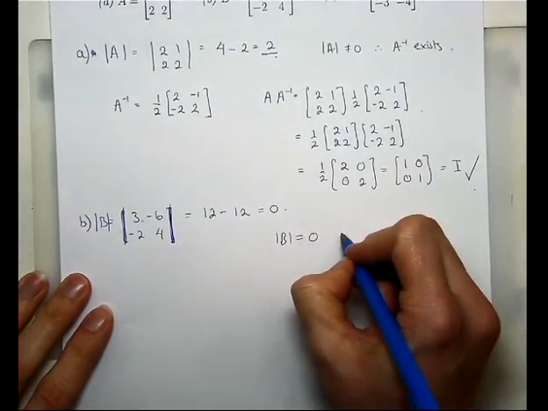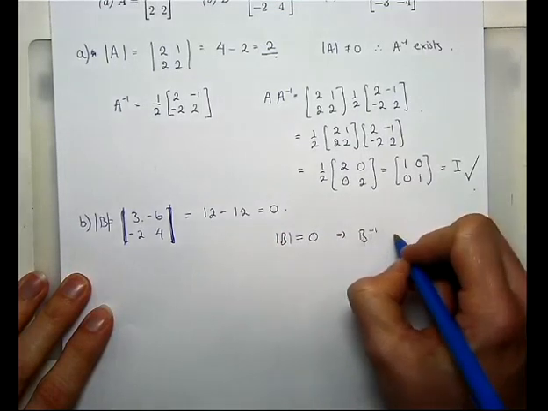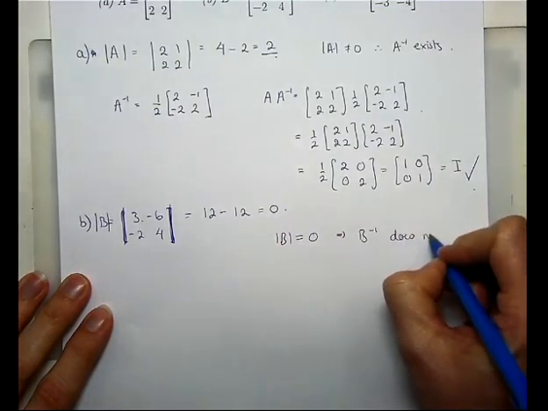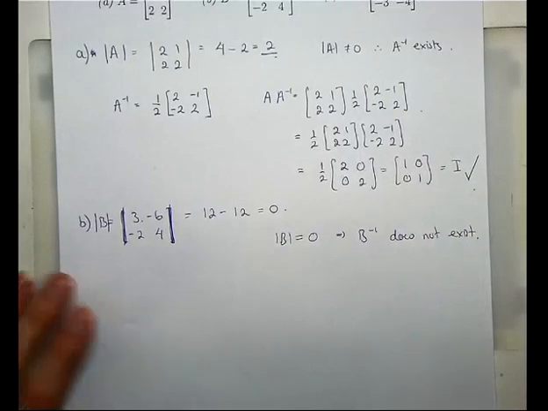B, determinant of B is equal to 0, therefore B minus 1 does not exist.